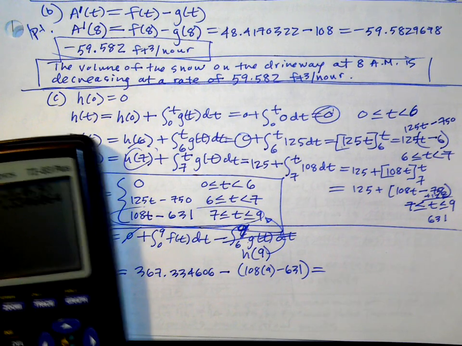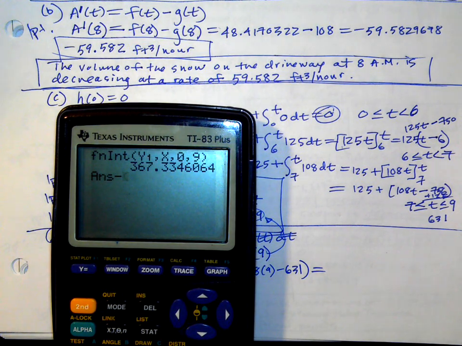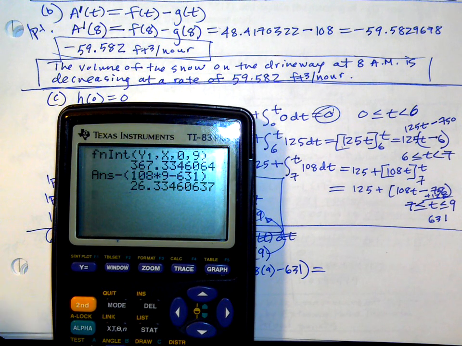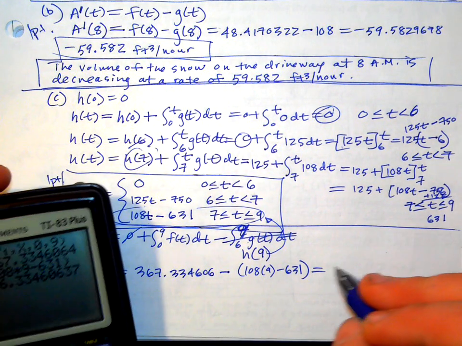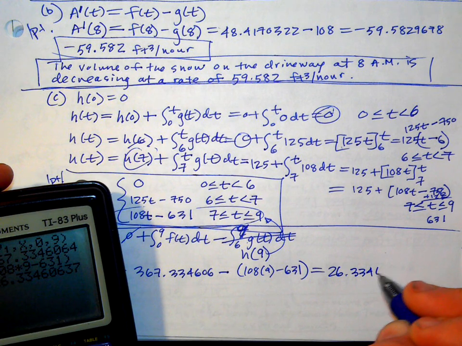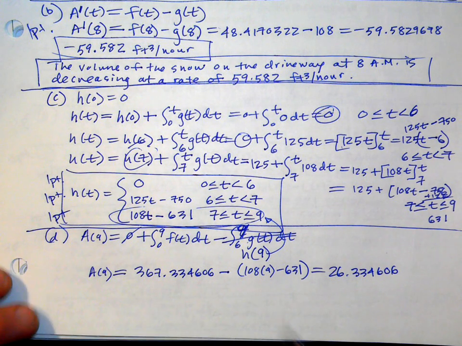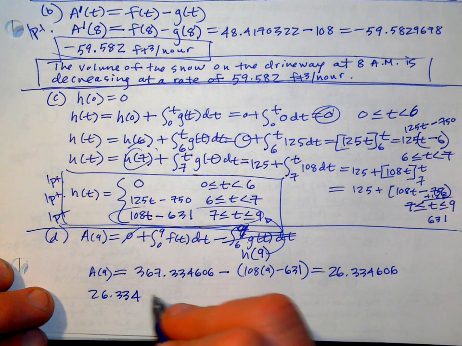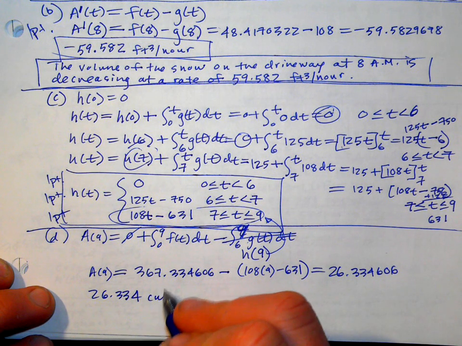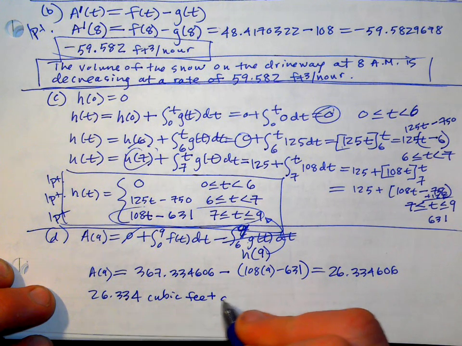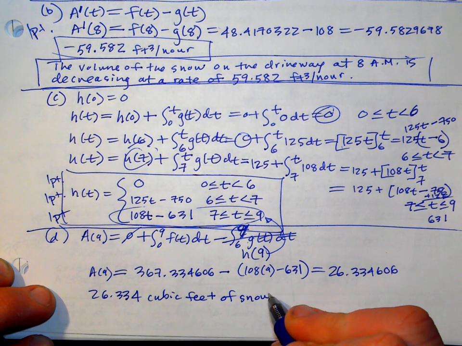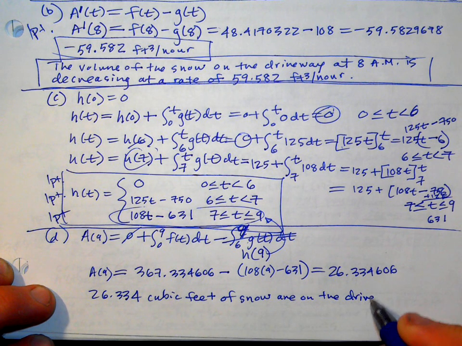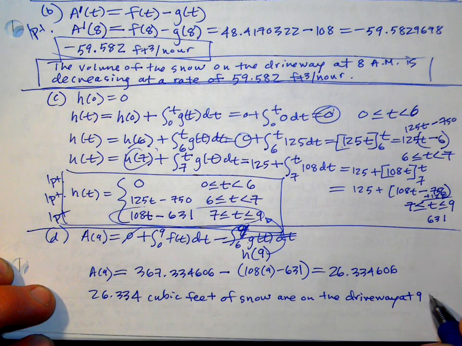And I mean, we could just do this all at once. We could just say, all right, minus parentheses 108 times 9 minus 631. And hopefully we've done everything right. And we get 26.334606. So the answer is 26.33, now 4, so 3 decimal accuracy in general, cubic feet of snow are on the driveway at 9 a.m.